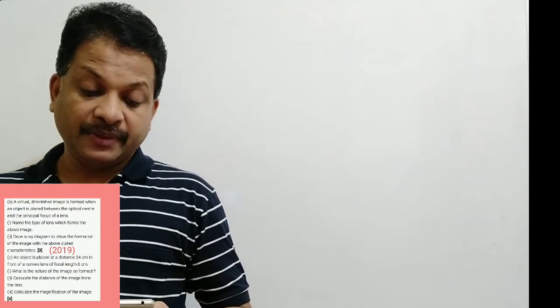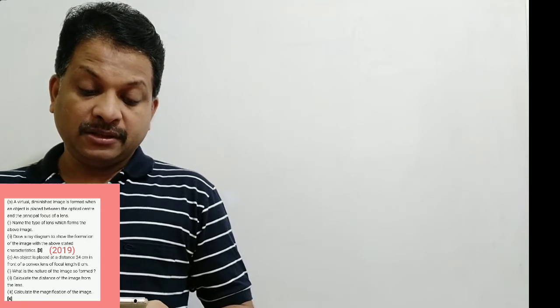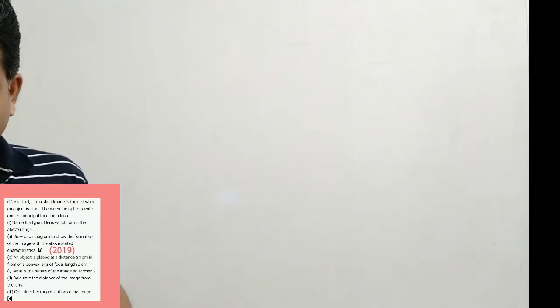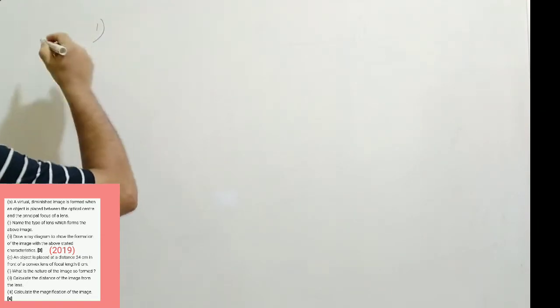A virtual diminished image is formed when an object is placed between the optical center and principal focus of a lens. Name the type of the lens which forms the above image. Draw a ray diagram to show the formation of the image with the above stated characteristics. Okay. So what is the question? A virtual diminished image is formed. So we have to find the type of the lens.